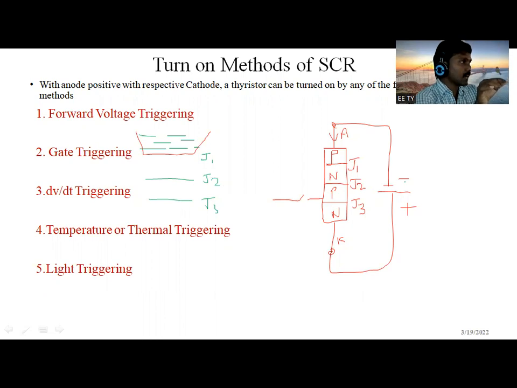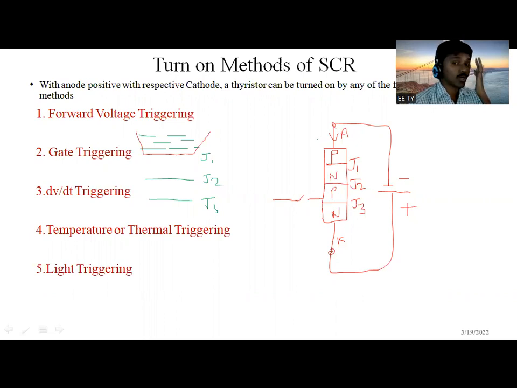Clear? जब switch on करेंगे तब क्या हो जाएगा? Current flow होगा. Okay, voltage across the switch is becoming zero. So this is the condition. Clear? So here, which voltage is applied? Reverse voltage is applied. So reverse voltage present रहेगा ना.